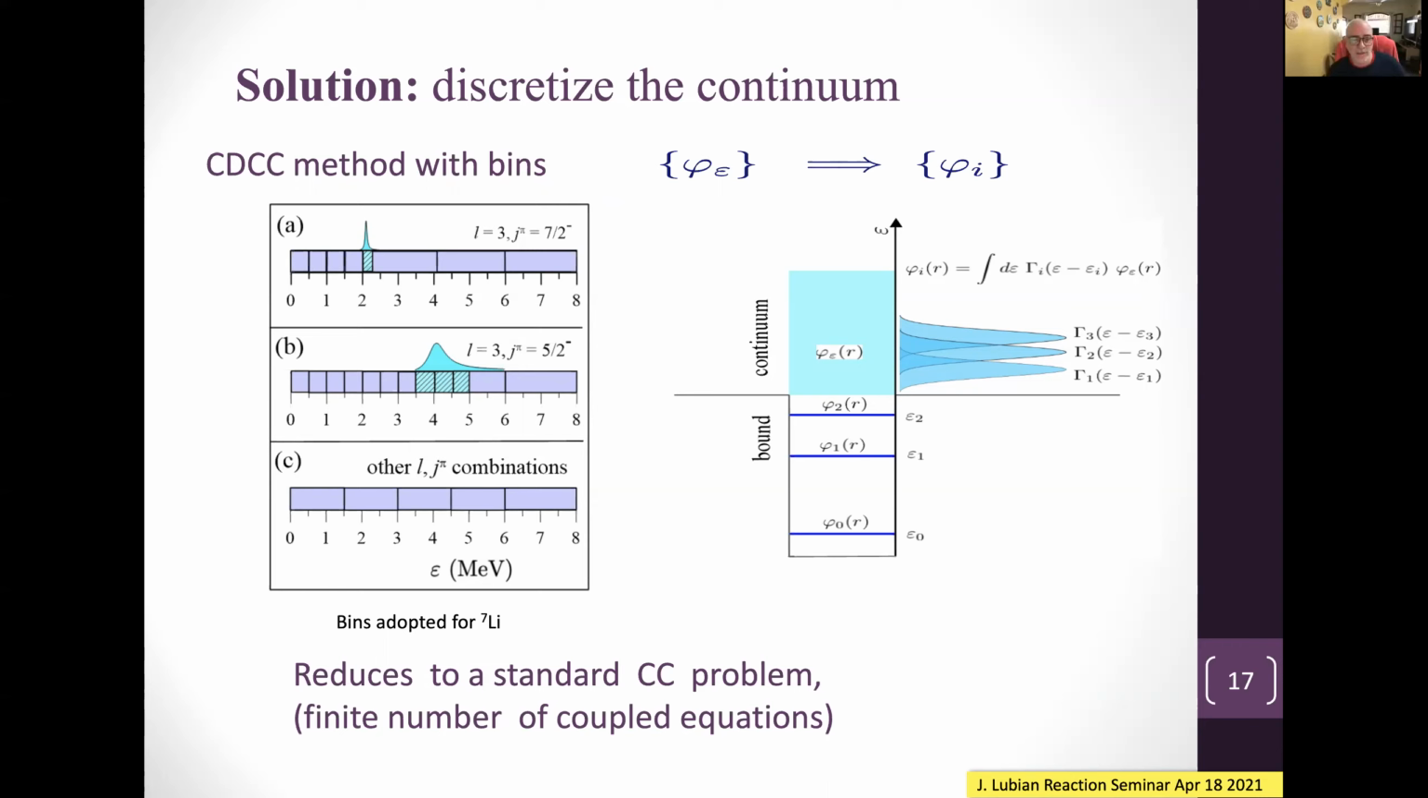On the left side is one example of the discretization we have used in the case of lithium-7, and how we have described the two resonances in the case of octupole angular momentum between the two fragments, the alpha and triton in this case. So when we divide this continuum into packets with different angular momentum between the two fragments, we reduce our problem to the standard coupled channel problem with a finite number of coupled equations.